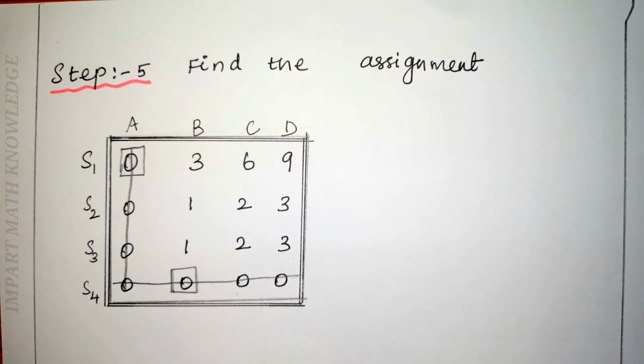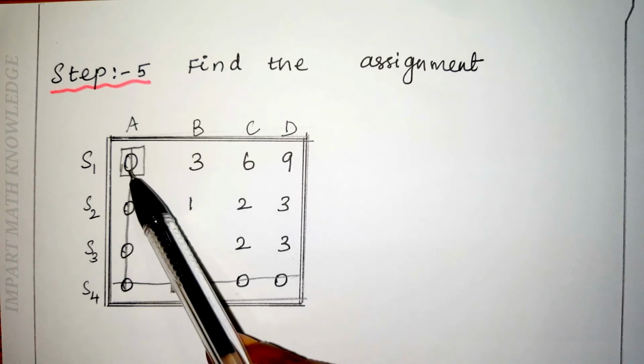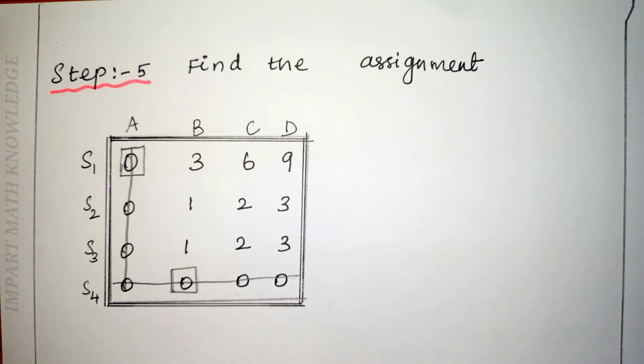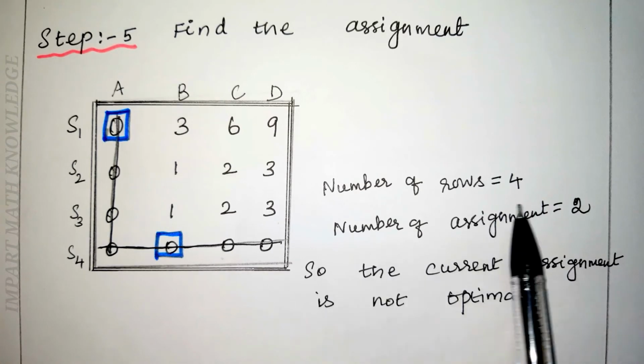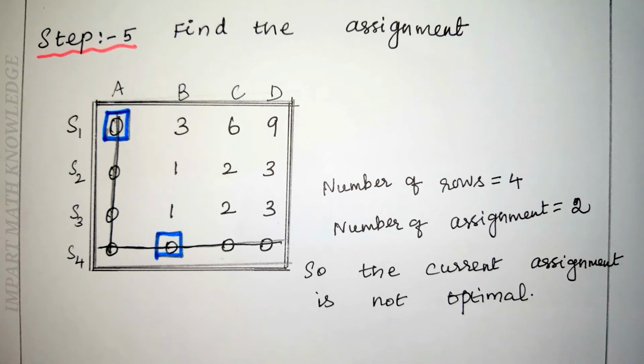After row scanning and column scanning, first you have to check whether all zeros are covered with lines. Here all the zeros are covered with lines. Next you have to check whether the number of rows is equal to the number of squares marked. Here the number of rows is equal to 4, but the assignment is only 2. So the current assignment is not optimal.